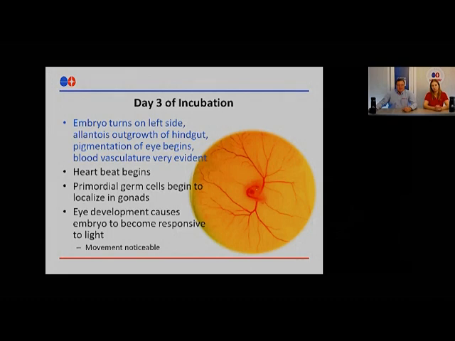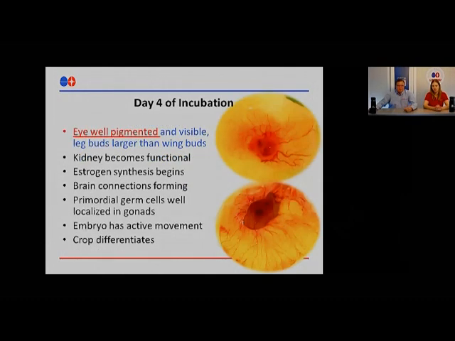So day 3, embryos start to turn on its left side. Again, these are the things you can see. Pigmentation of the eye is beginning, the heart's beginning to beat. Eye development is causing the embryo to become responsive to light. Some of these things you're not necessarily going to see unless you're really trying to. Day 4, the eye is well pigmented and visible. You start seeing leg buds, wing buds.